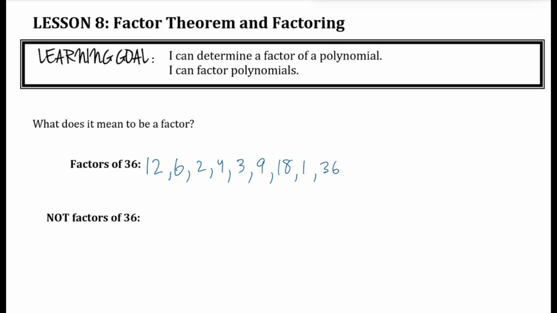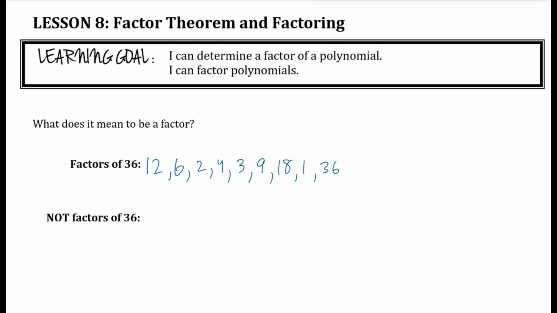What do you notice about the list? They kind of pair up. Was anybody thinking about that when they were trying to come up with them? So 12 goes with 3, 6 and 6, so we don't have to write it twice. 2 and 18, 4 and 9, 1 and 36. So they kind of pair up, right? Those are factors of 36.